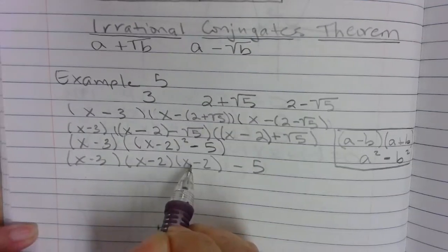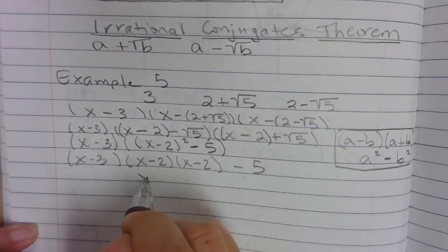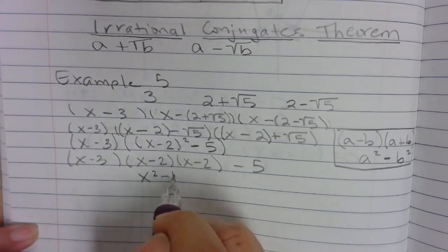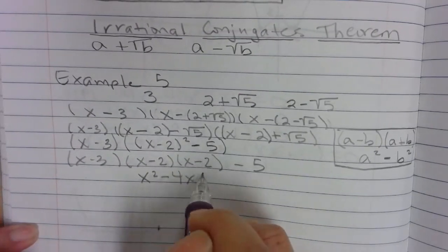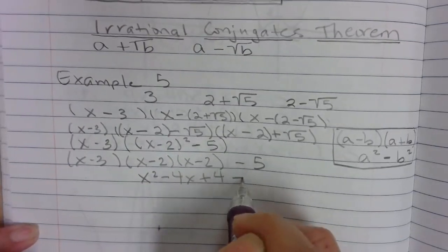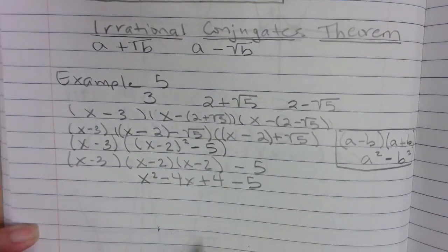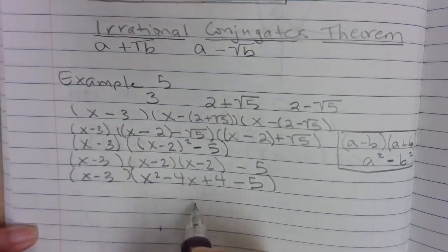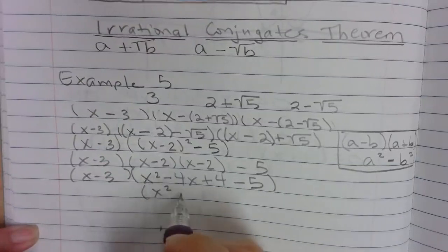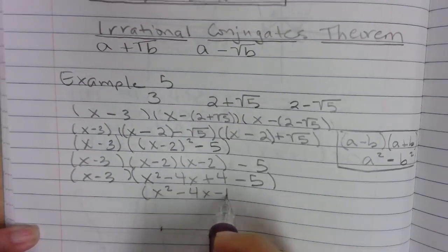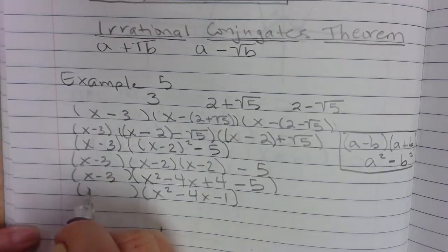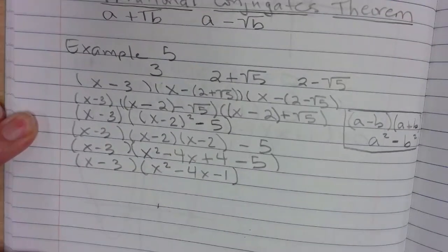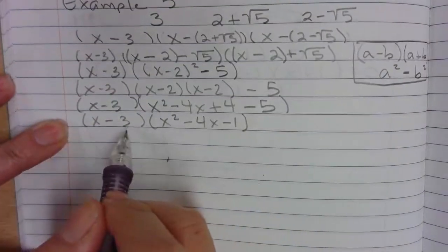x minus 2 squared is x squared minus 2x minus 2x, which is minus 4x. Negative 2 and negative 2 is plus 4, and then I'm going to do minus 5. Now this one, obviously, we're going to simplify to be x squared minus 4x minus 1. Almost there. So now I'm going to multiply this entire binomial with this trinomial.